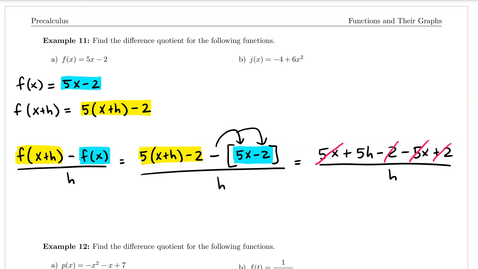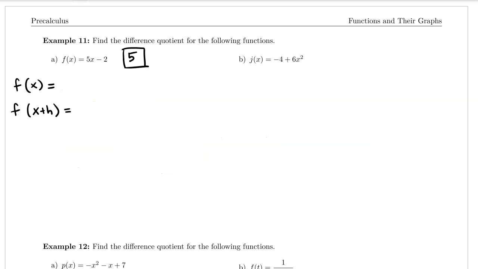Adding those results in 0. So now what we're going to have is we are left with 5h in the numerator over h. And what ends up happening is the h in the denominator should end up dividing out. So these will divide out, and my final answer that I'm left with is 5.